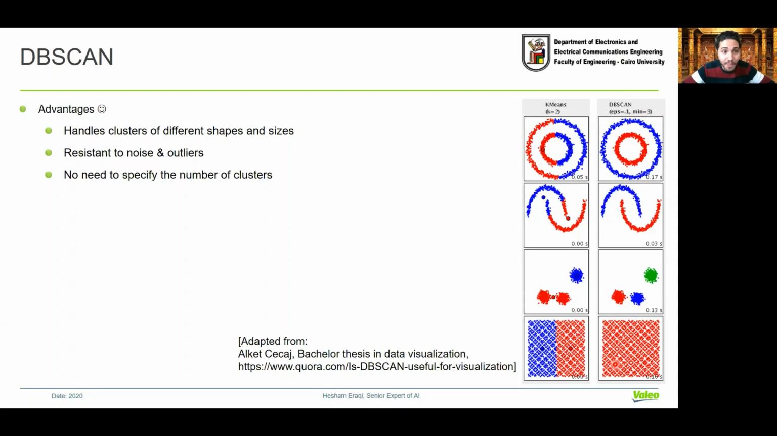So the advantages again of the DBSCAN algorithm are that it can detect noise and outliers, and you don't pre-specify the number of clusters. It automatically detects the optimal number of clusters for you given epsilon and the minimum number of points, and it can handle clusters of different shapes and different sizes. Okay.